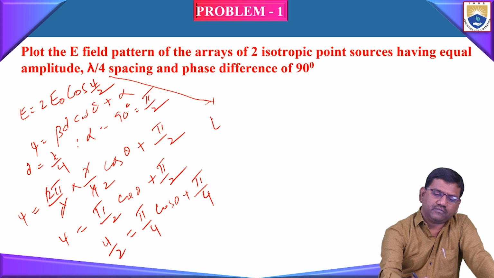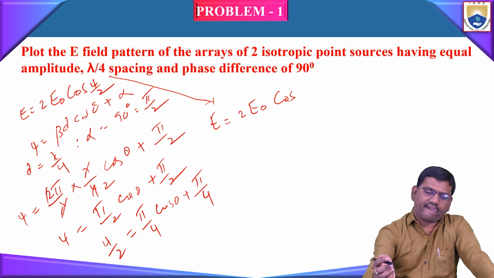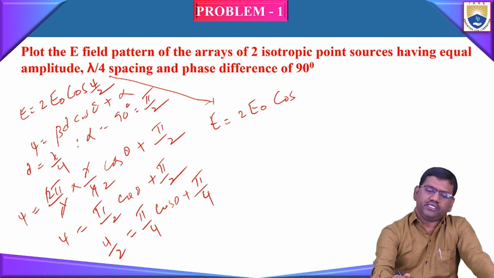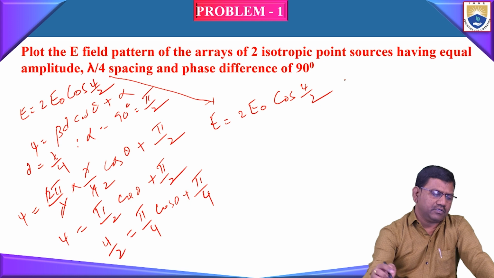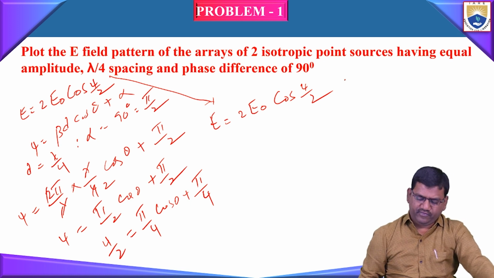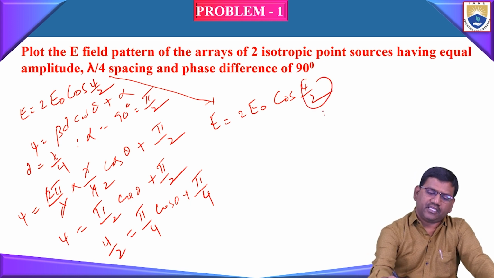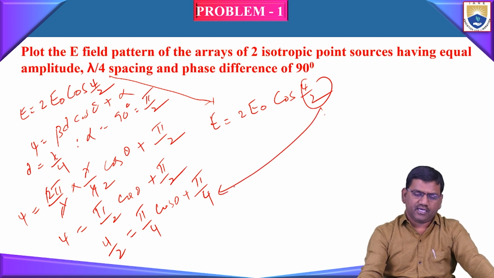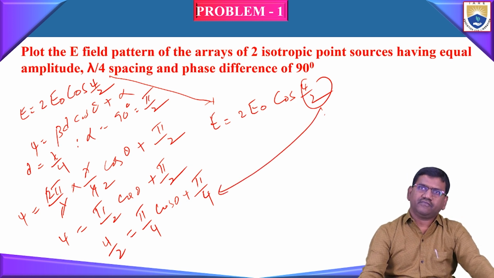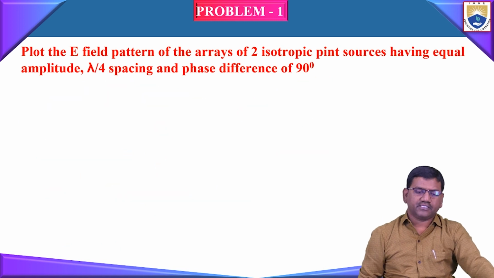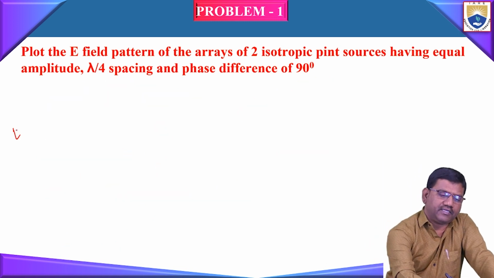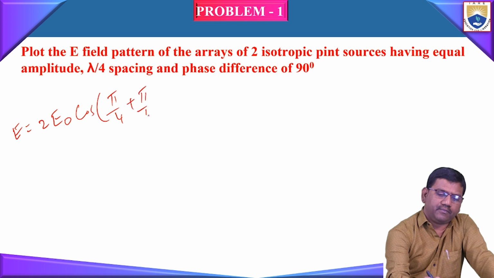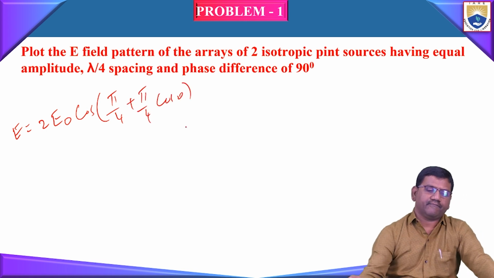So E is equal to 2E naught cos psi by 2. If you simplify this E value, we know that the value of psi by 2 is nothing but pi by 4 plus pi by 4 cos theta. If you simplify this, you will get E is equal to 2 E naught cos of pi by 4 plus pi by 4 cos theta.